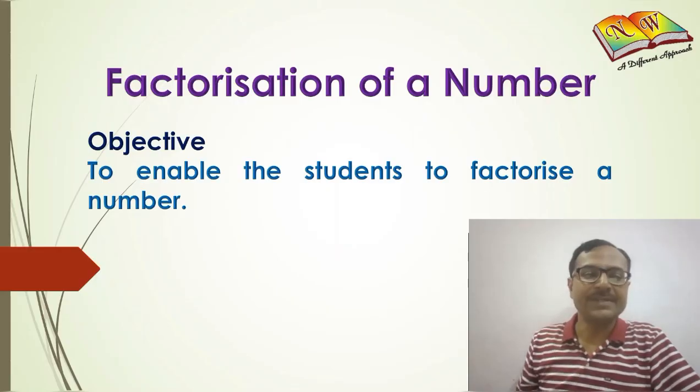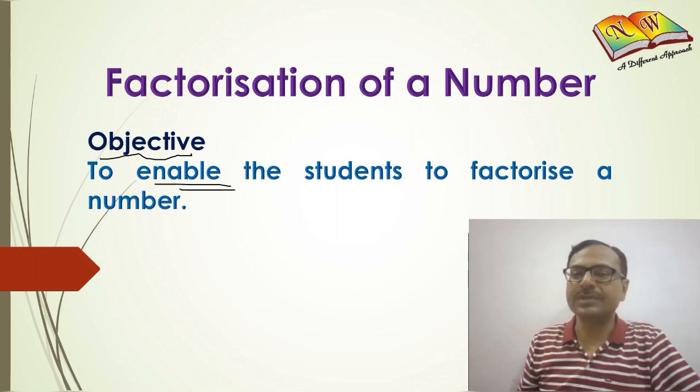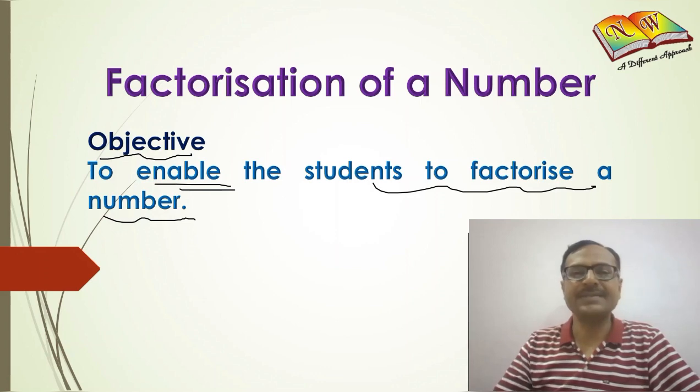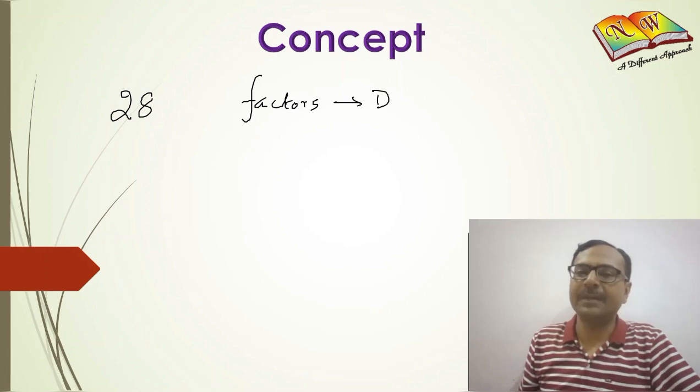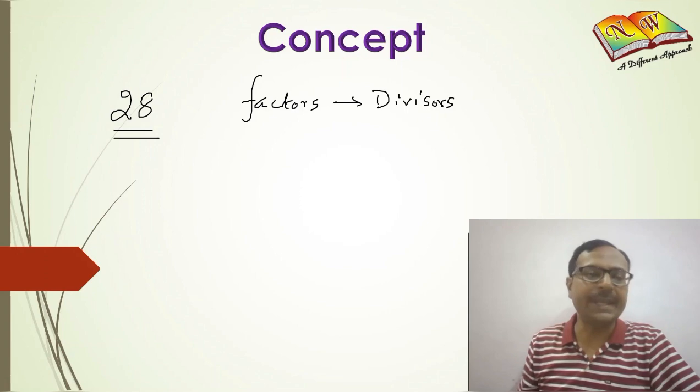The objective of this activity is to enable the students to factorize a given number. Let's understand what factors are. Suppose you have a number like 28. Factors means divisors. That means the numbers which exactly divide the given number 28. So if you know which numbers divide 28 exactly, then you are finding the factors of 28.